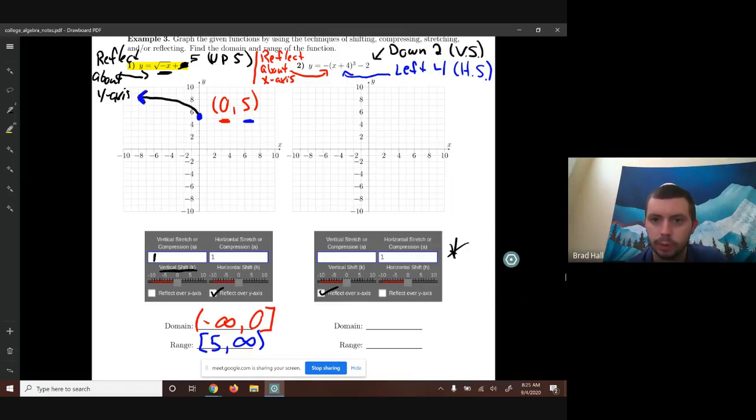So let's see, if you go to the left 4, you reflect about the x-axis, which means you would stay here, and then you go down 2. All right, so you want to reflect first. That's what you want to do. You want to reflect first. So that's kind of the rule of thumb here.